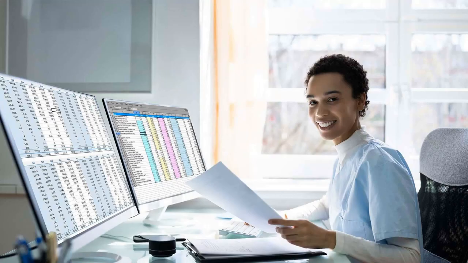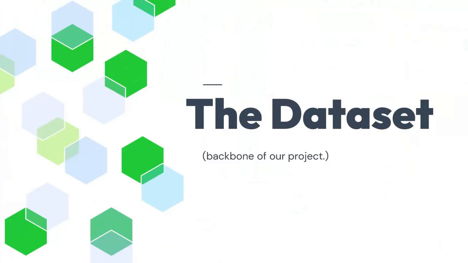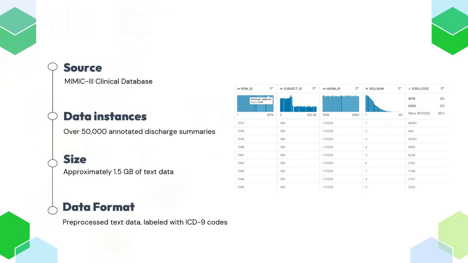Now we will have a brief introduction to the data set that was used for this research. MIMIC-3 is a large, freely available database comprising de-identified health-related data associated with over 40,000 patients who stayed in critical care units of the Beth Israel Deaconess Medical Center between 2001 and 2012.